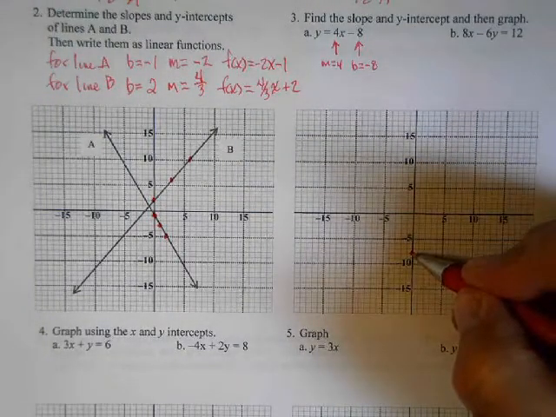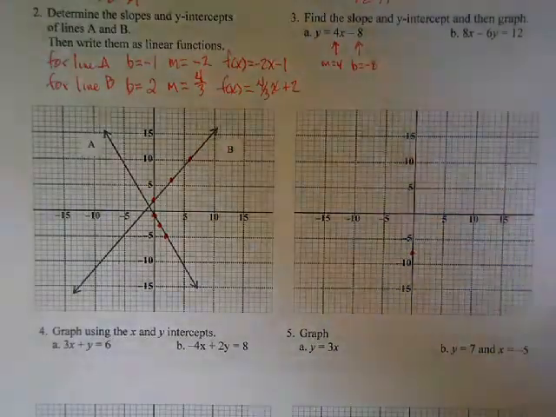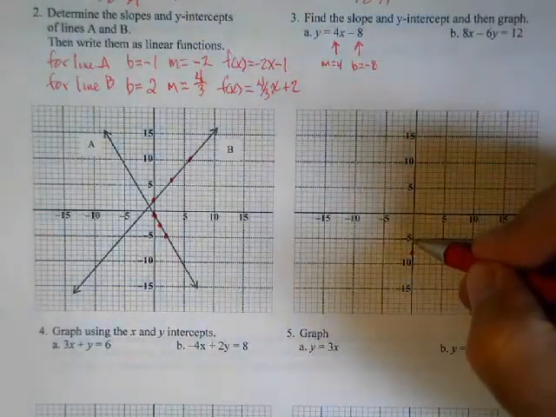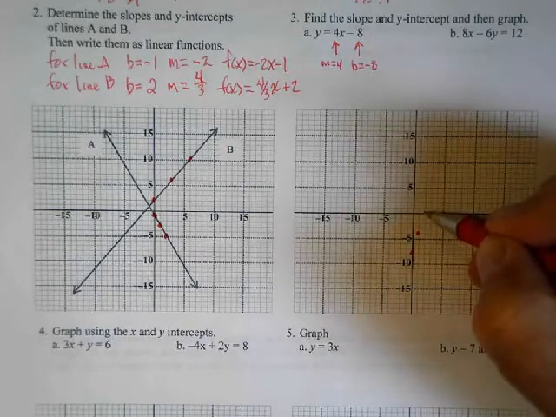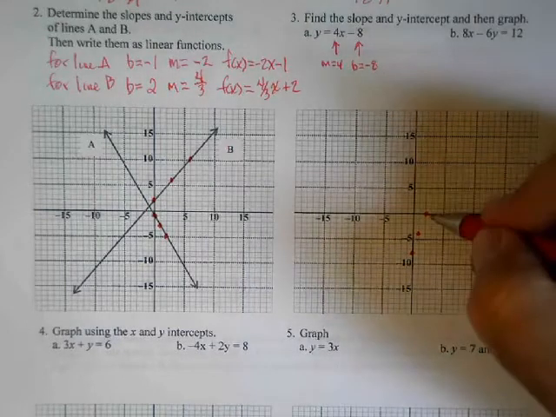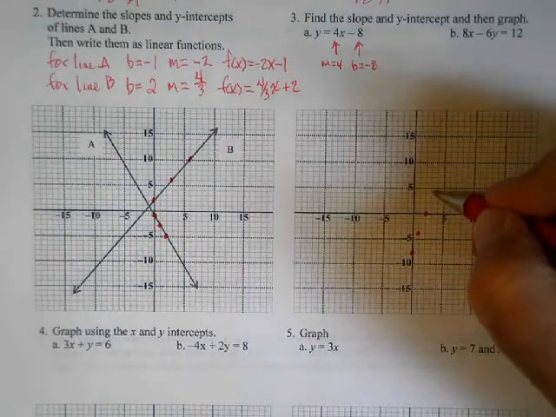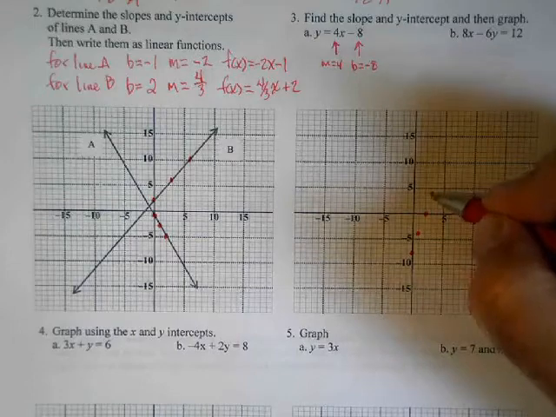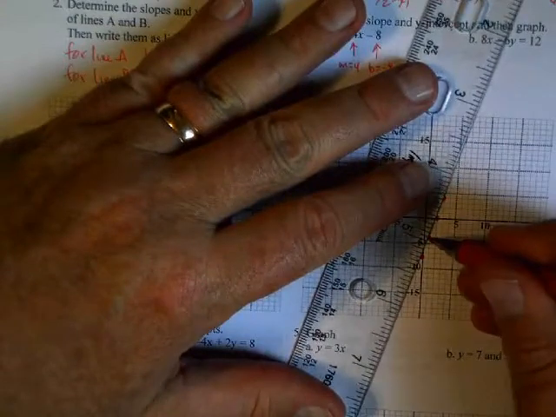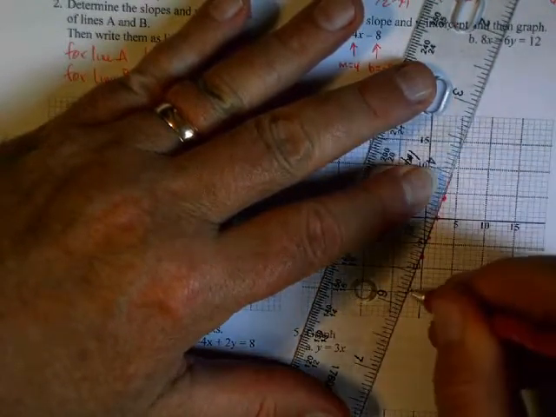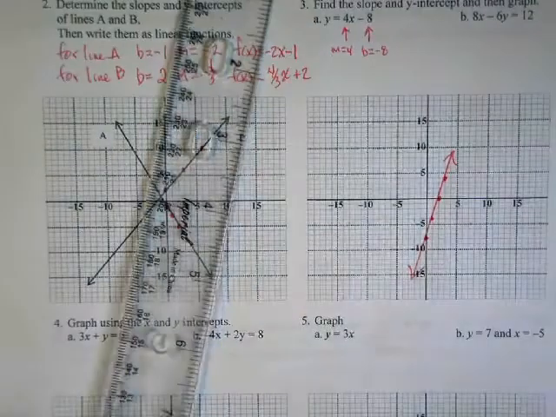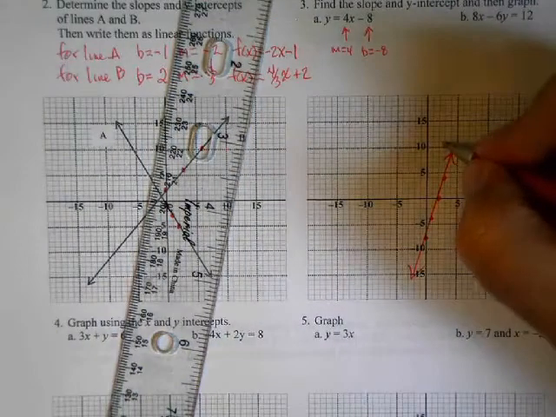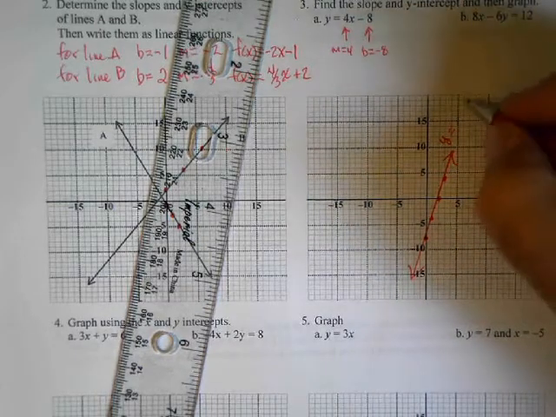Again, the rise over run. So 1, 2, 3, 4 over 1. Again, 1, 2, 3, 4 over 1. Again, usually 3 or 4 points is sufficient. And then approximately there for part A. This would be the y equals 4x subtract 8.